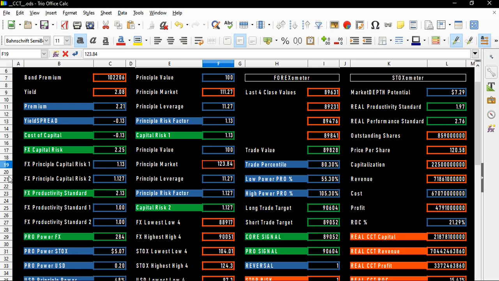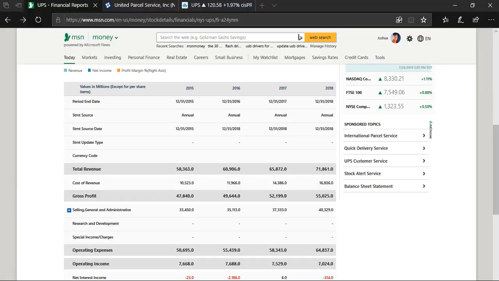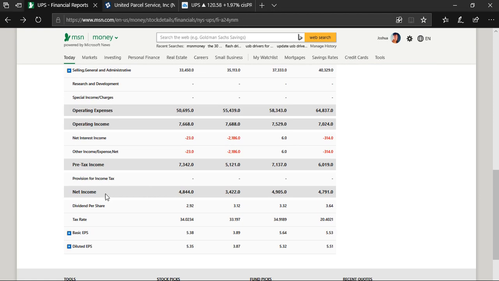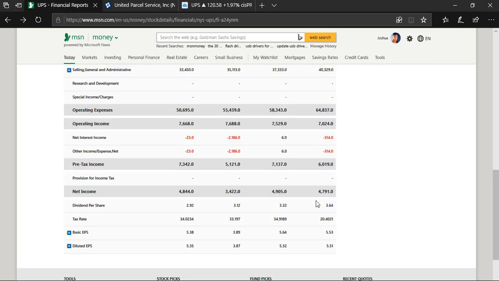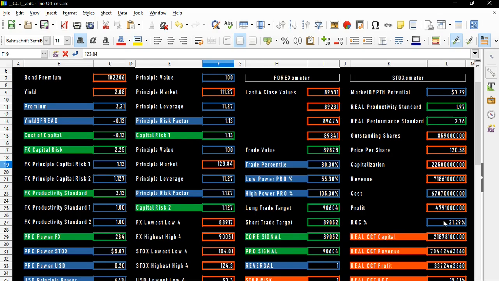Cost. Now, when I look at the cost, that's something that's going to be calculated by simply doing this. Go all the way over to your MSN Money. Go down to your total net income. That's under your income statement. Your total net income, $4,791,000,000. We're going to put $4,791,000,000 right there in our profit. All right? In our profit.